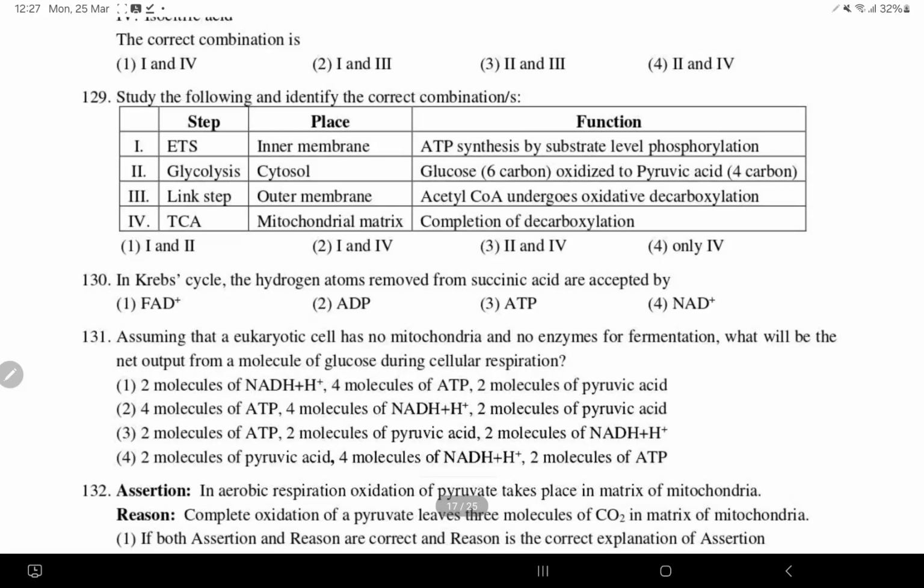ETS, inner membrane, ATP synthesis by substrate level phosphorylation, no. Glycolysis, cytosol, 6 carbon is oxidized to pyruvic acid, which is 4 carbon, wrong. Link step, outer membrane, acetyl-CoA undergoes oxidative decarboxylation, no. TCA, mitochondrial matrix, completion of decarboxylation, 4th one, only 4 is right.